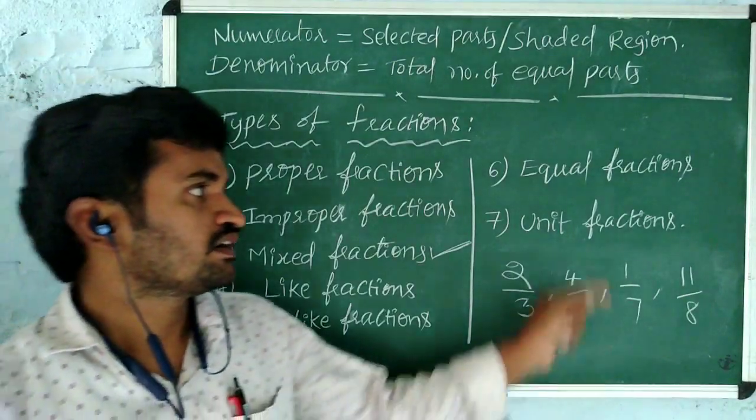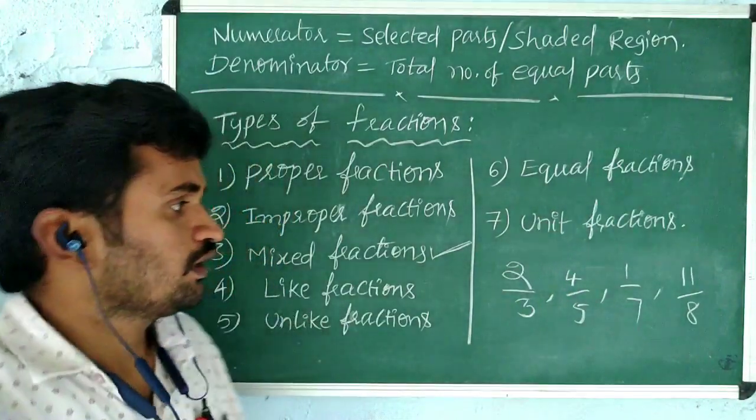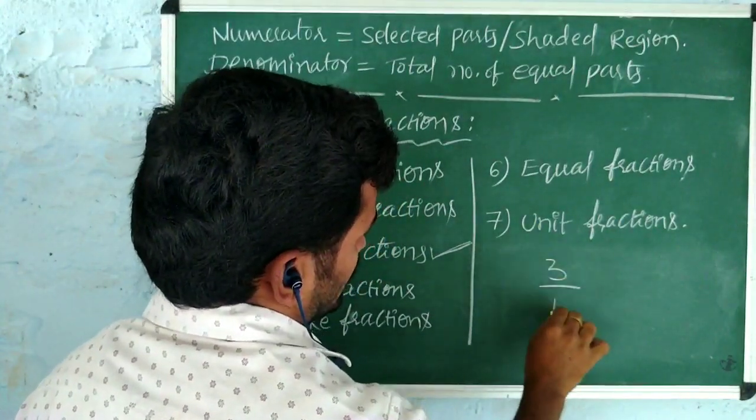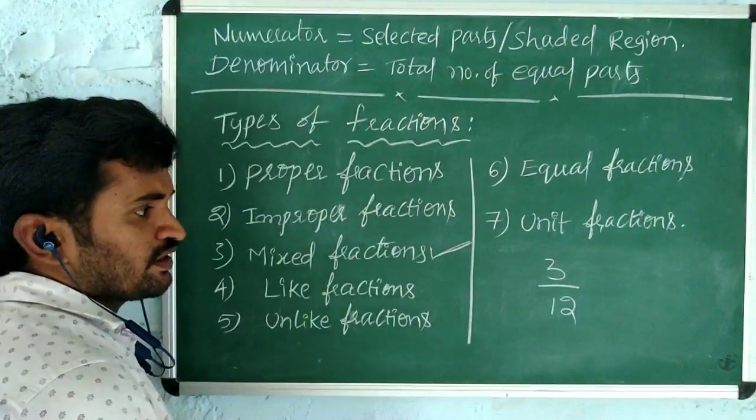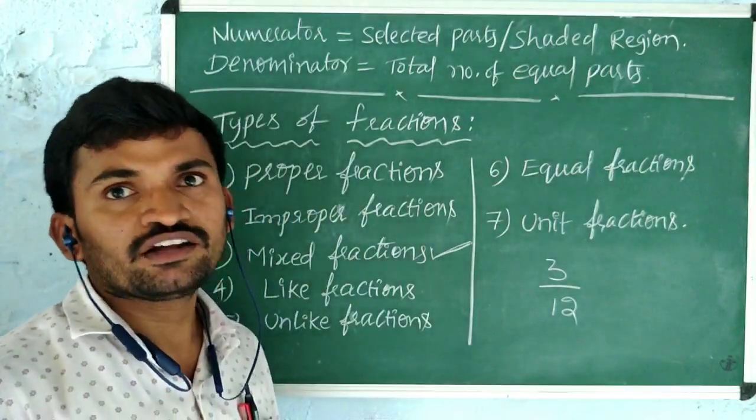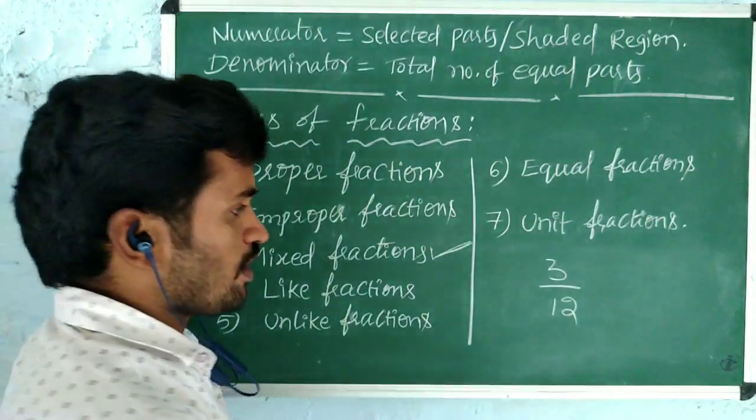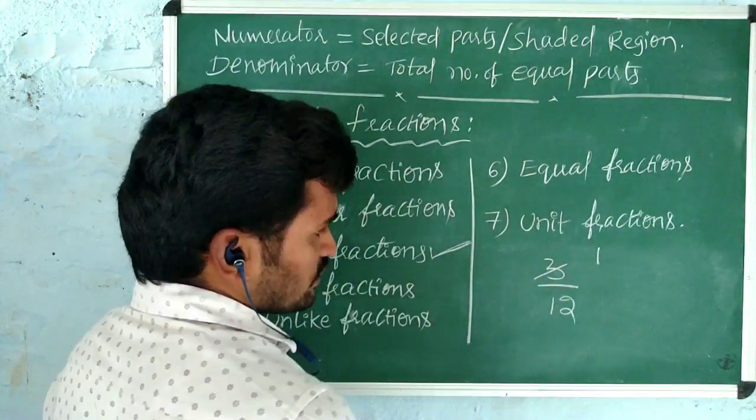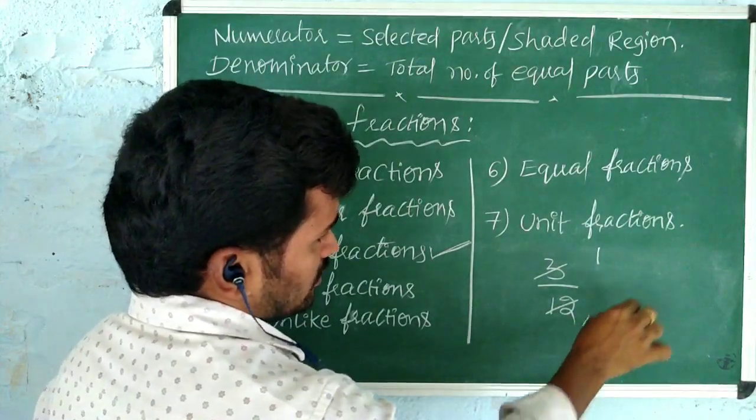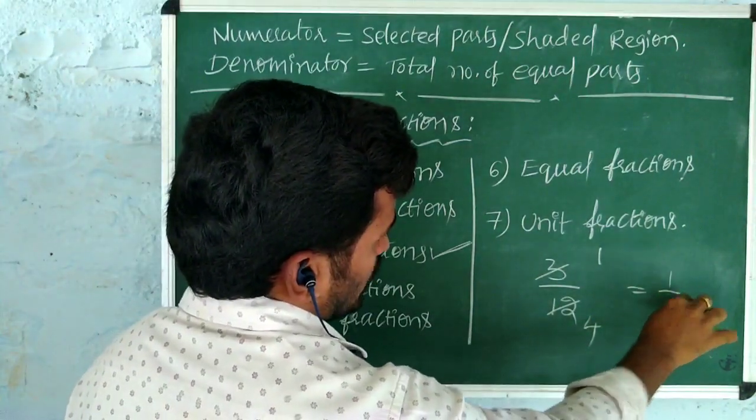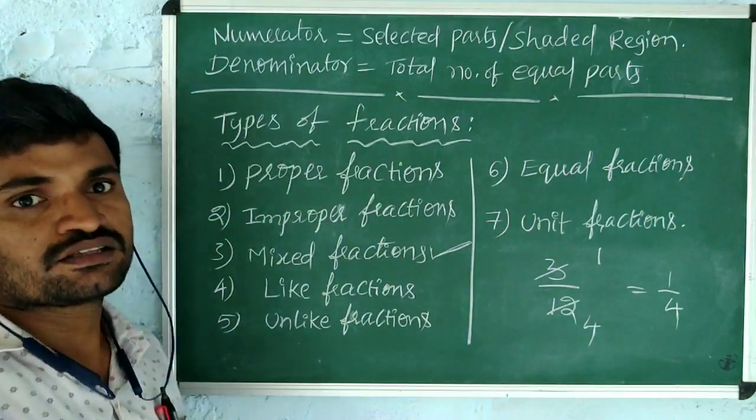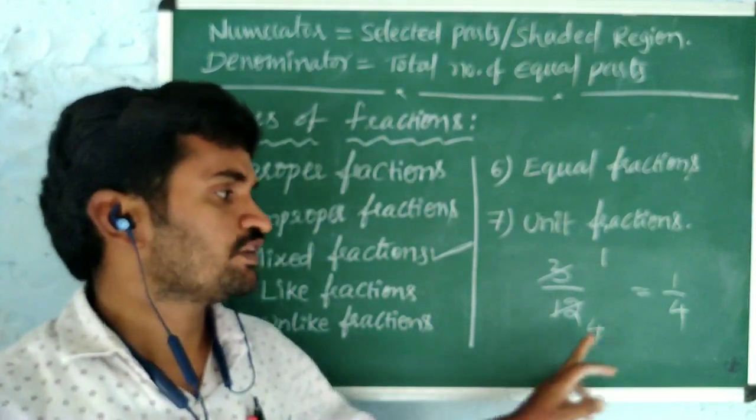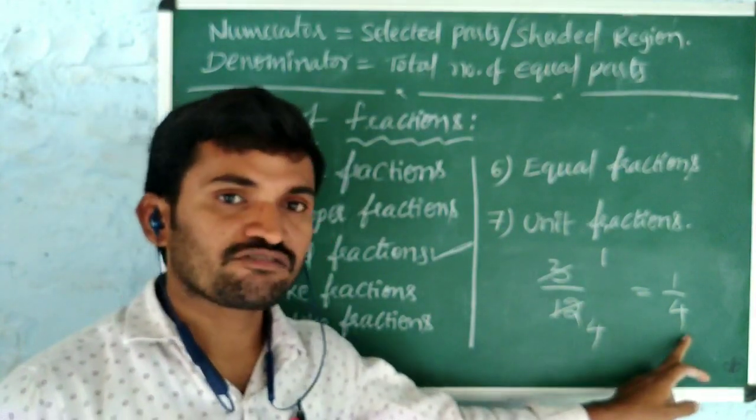Next, equal fractions. What are the examples for equal fractions? 3 by 12. We can simplify or reduce into lowest form or least form. 3 1 is 3, 3 4 is 12. So we can write 1 by 4. See, by converting into lowest form, we are writing 3 by 12 as 1 by 4.